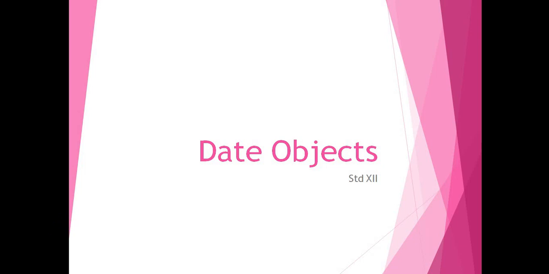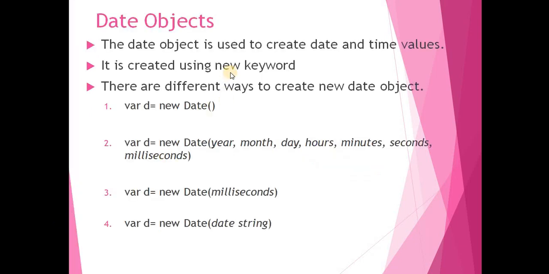As the name suggests, date object deals with time and date values. It is created using new keyword. There are 4 different ways of creating date object. Let us see each of them one by one.